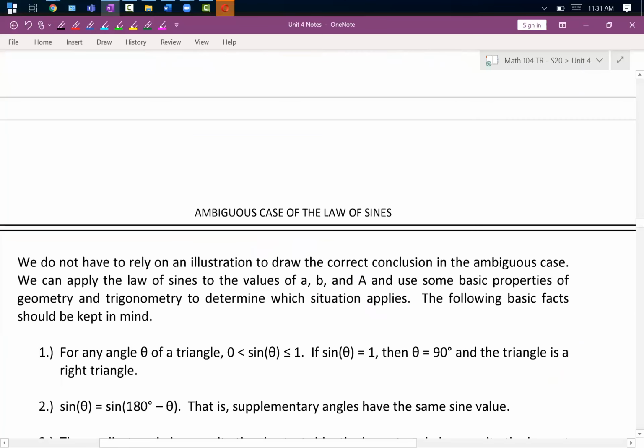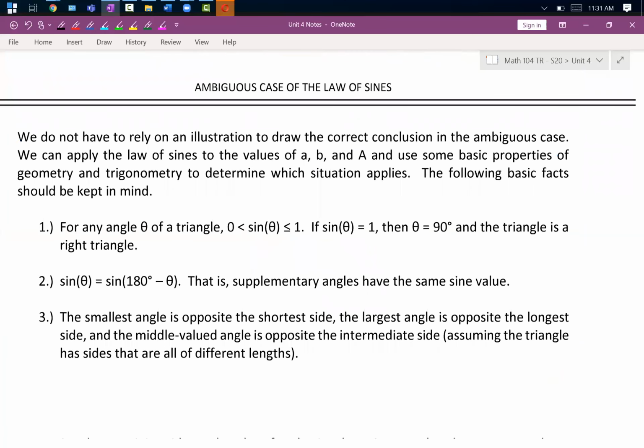We don't have to rely on an illustration to draw the correct conclusion in the ambiguous case. We can apply the law of sines to the values of a, b, and our angle A that were given and use some basic properties of geometry and trigonometry to determine which situation applies. You should keep the following things in mind.